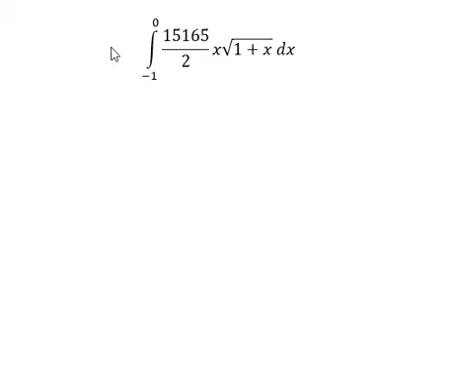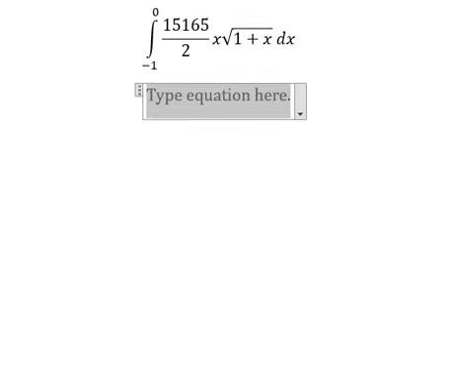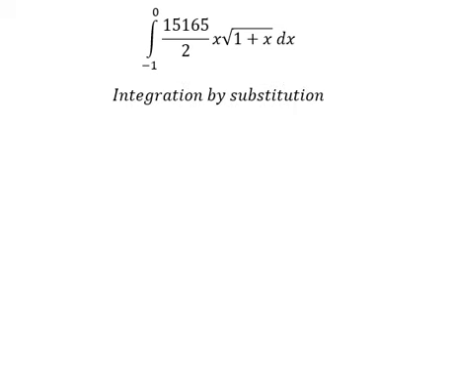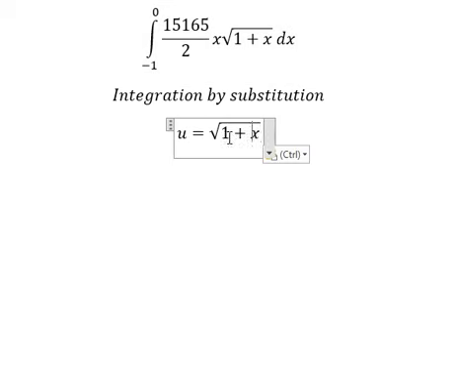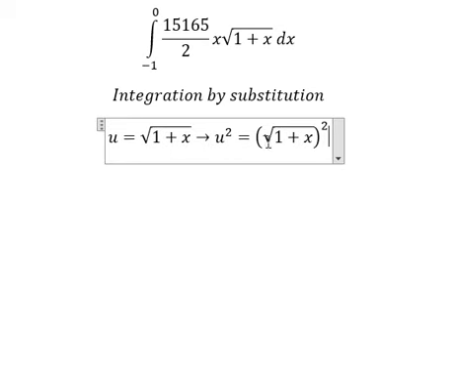So today I will show you how to answer this one. We can use integration by substitution. I will put u equals this one. Later we square both sides to cancel the square root.